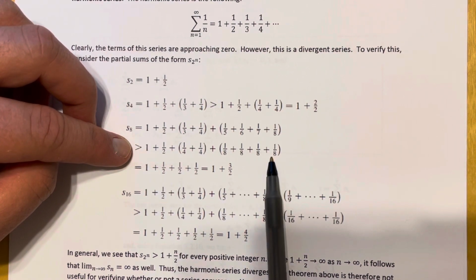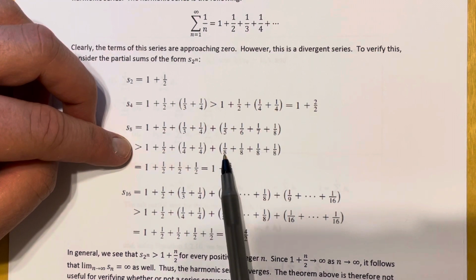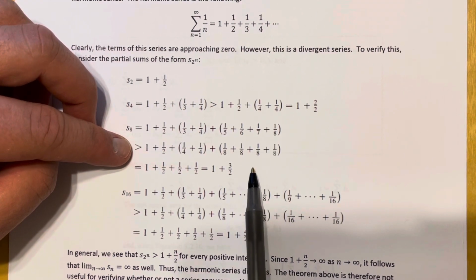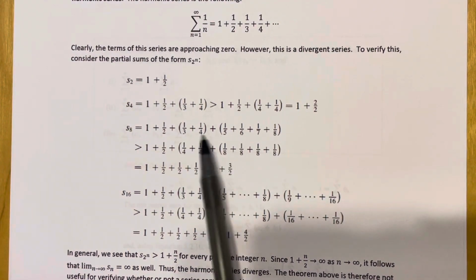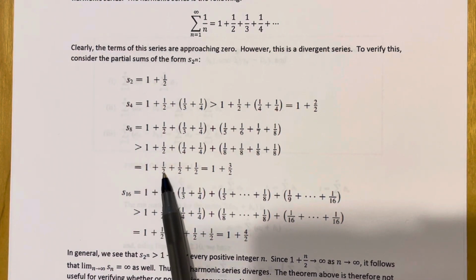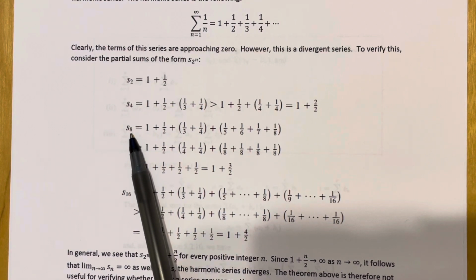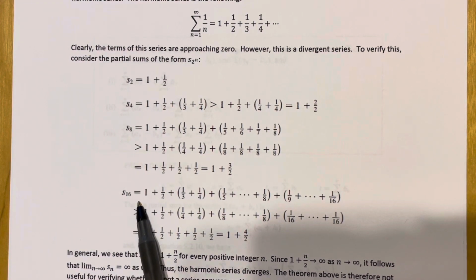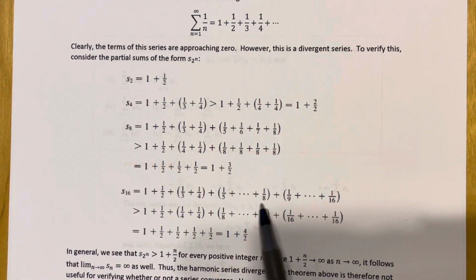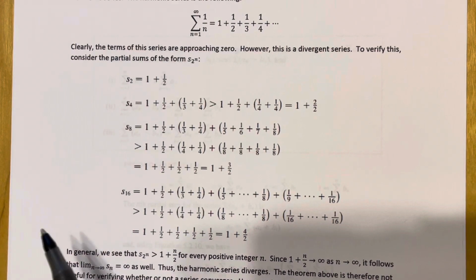But when I add up these terms, I get 1 plus 1/2 plus this would be 1/2 plus 4/8, which is also 1/2. So what I'm doing is I'm grouping up terms that add up to 1/2. So I get 1 plus 1/2 plus 1/2 plus 1/2, which is 1 plus 3/2. Then if I jump from the 8th partial sum to the 16th partial sum, I can sort of repeat this process. And if you notice, the partial sums that I'm using are all powers of 2.